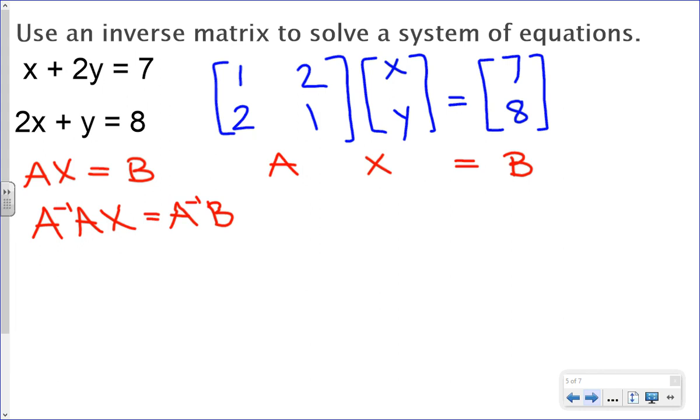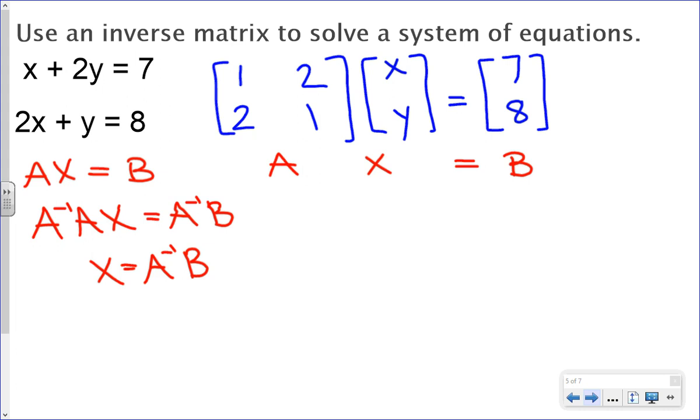So A inverse times A will cancel out, and our variable matrix will be A inverse times B. Okay? Now, it does matter that I put A inverse to the left of B, because I put it to the left of A here. If you put it on the other side, you're not going to be able to do the calculation.